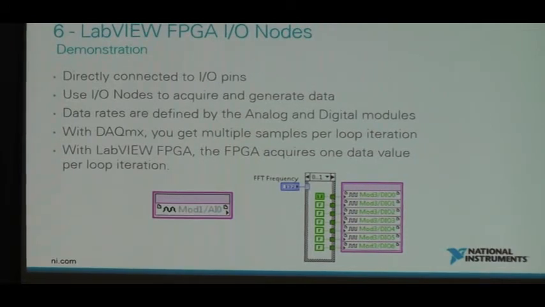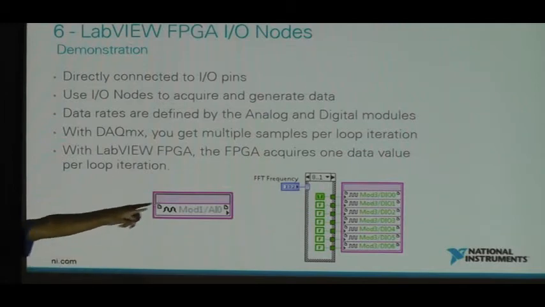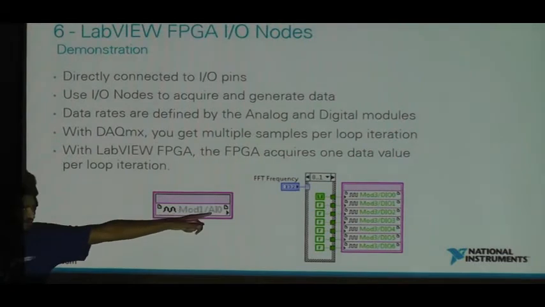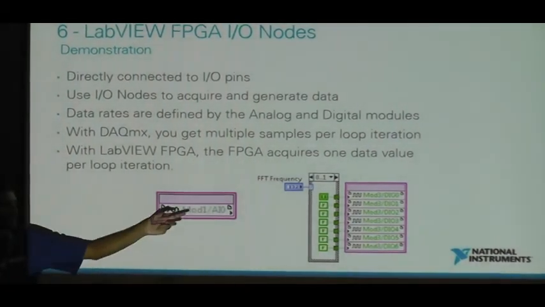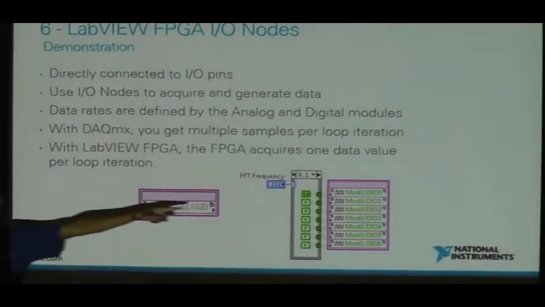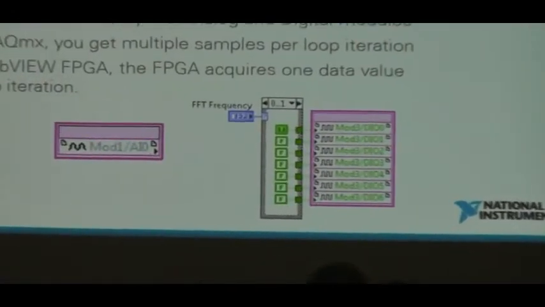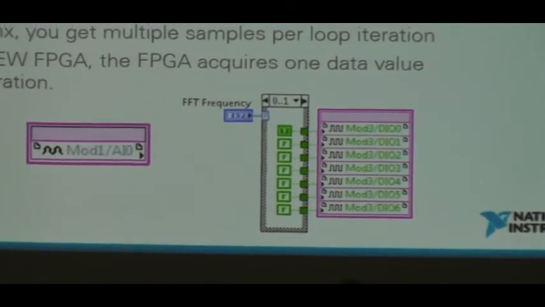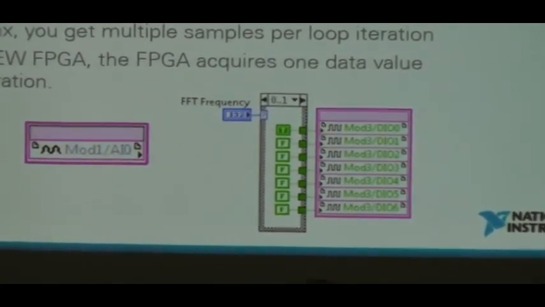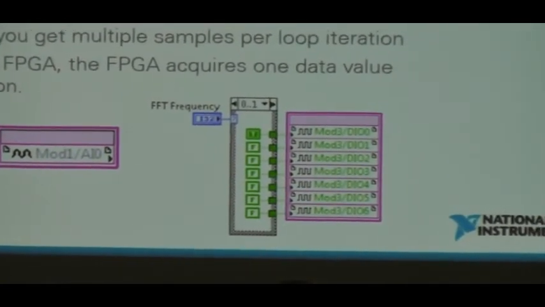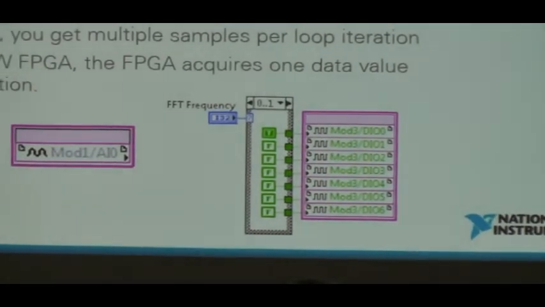And so earlier in the presentation I showed a triggered analog input and DAC versus an FPGA, and there are all those pink things. So this is one of those pink things. This is an I/O node, and this is saying module 1 analog input 0 is going to be the channel that I'm reading off of, or I'm writing to module 3 digital output 0 through 6. And so what you do here is every time you call this code, you're reading a single point of data from that channel.